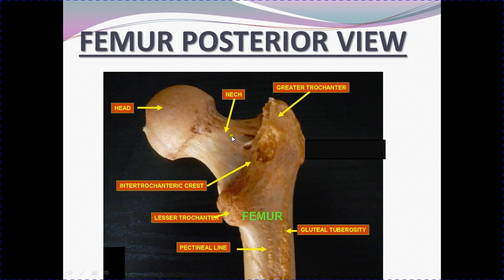This is the posterior view of the femur to show you the intertrochanteric crest. The posterior surface of the neck meets with the shaft of the femur at the intertrochanteric crest, which is a slightly elevated ridge present on the femur.